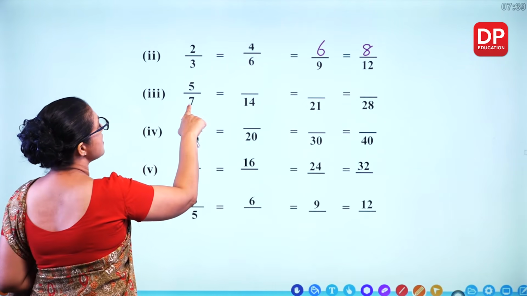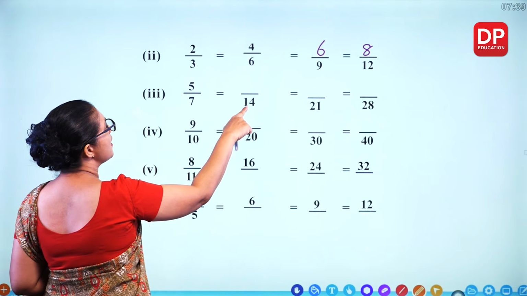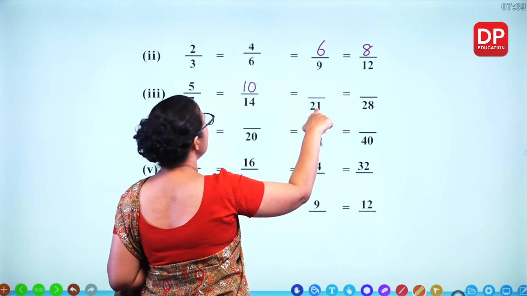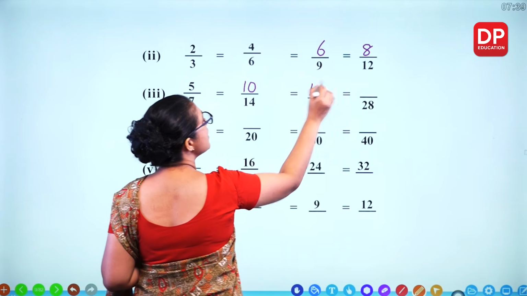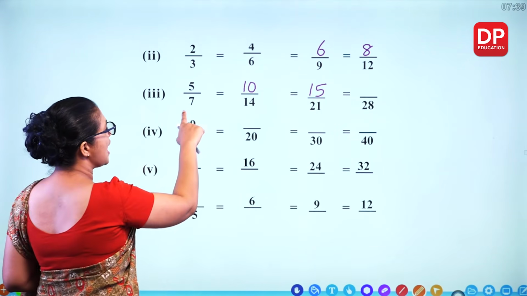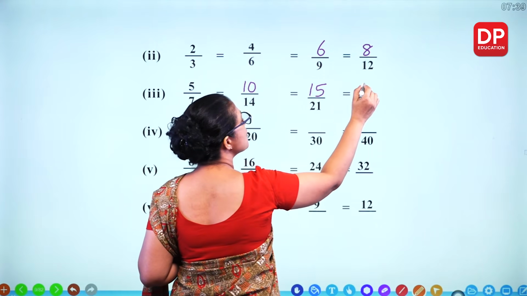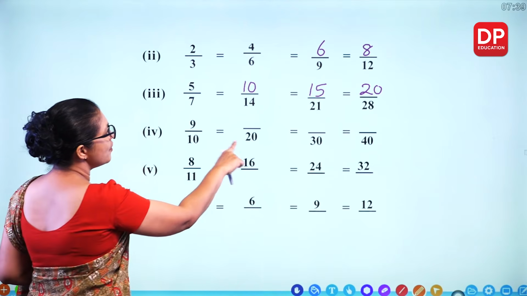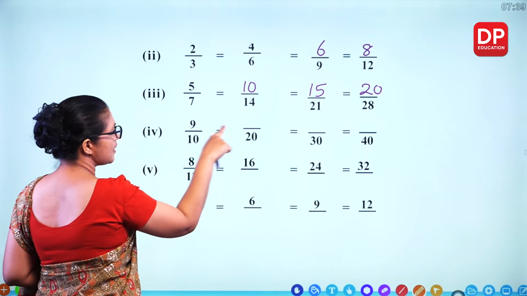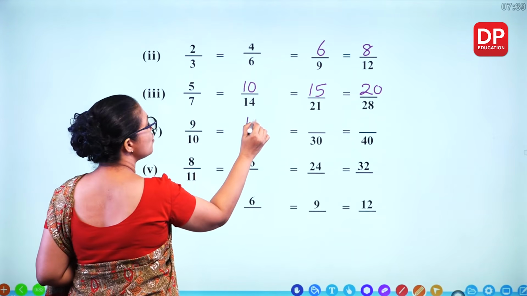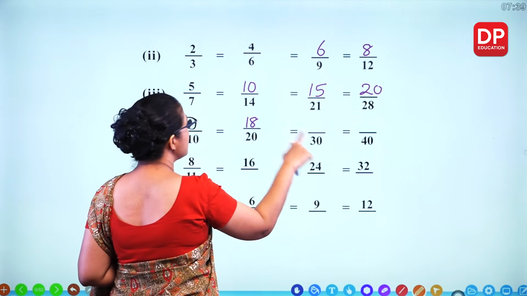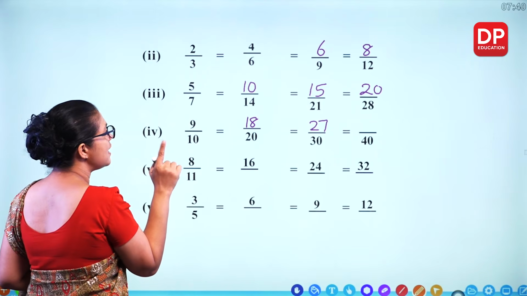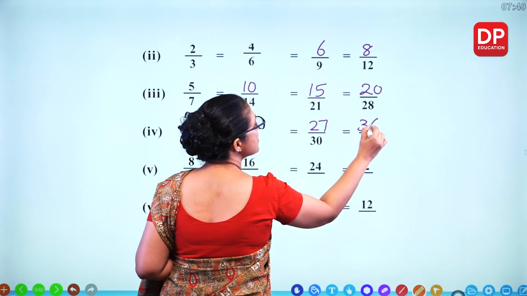This one, 7, convert to 14, multiply by 2. 2 times 5, 10. 7 times 3, you get 21. 5 times 3, 15. 7 times 4, 28. 4 times 5, 20. This one, convert to these fractions. 10 times 2, 20. 9 times 2, 18. 10 times 3, 30. 9 times 3, 27. 10 times 4, 40. 9 times 4, 36.